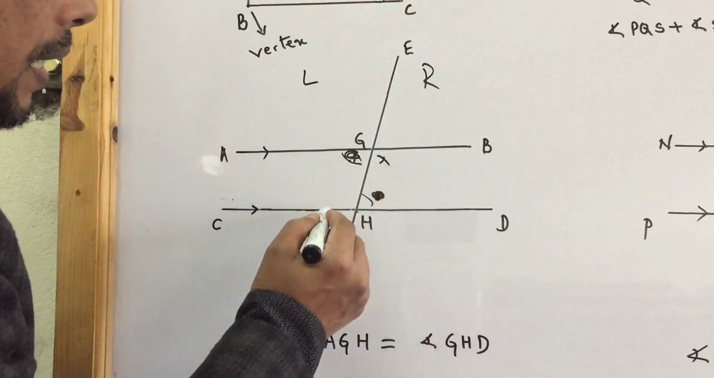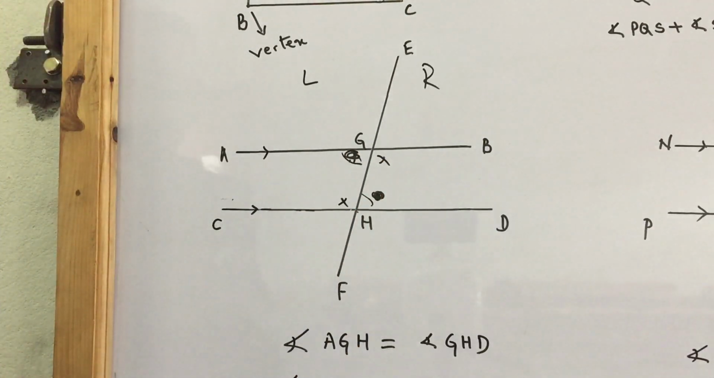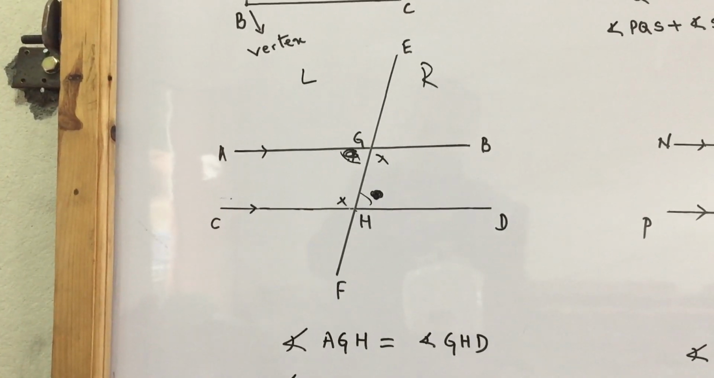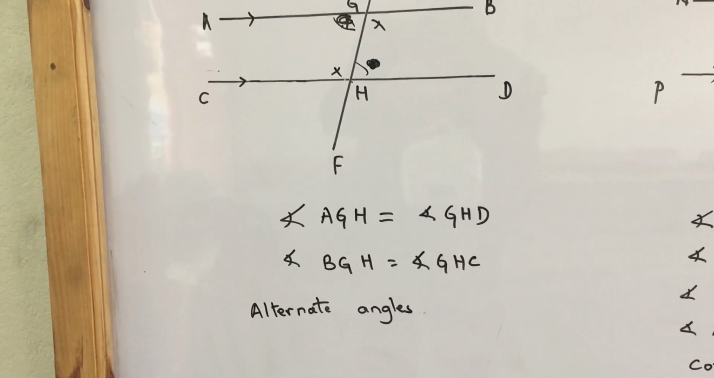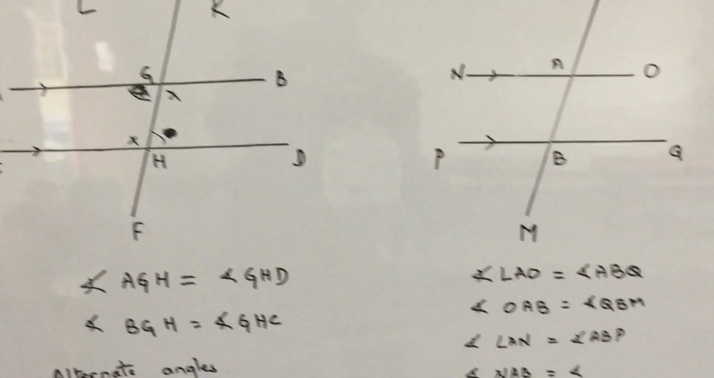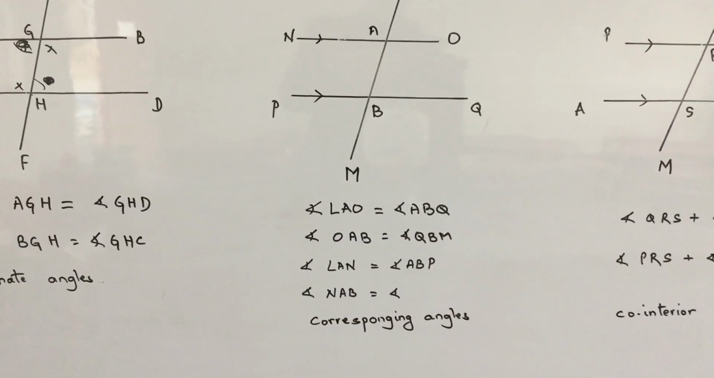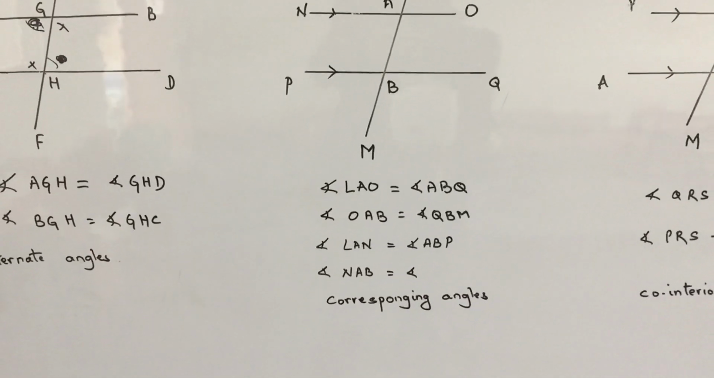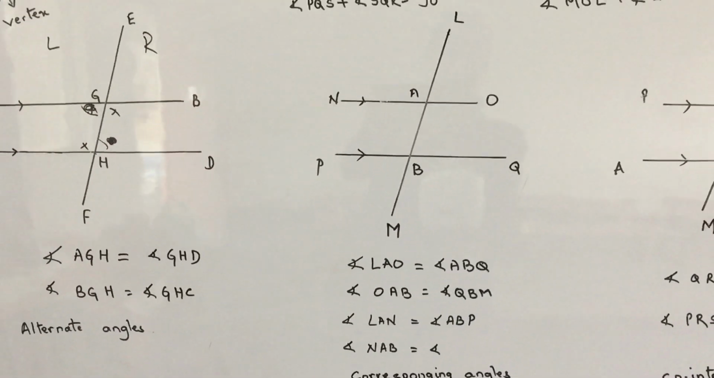Similarly, this angle and this angle are alternate angles with the same properties: on either side of the transversal, both inside the parallel lines, not adjacent. And alternate angles are always equal. So this is alternate angle. Now we have corresponding angles.